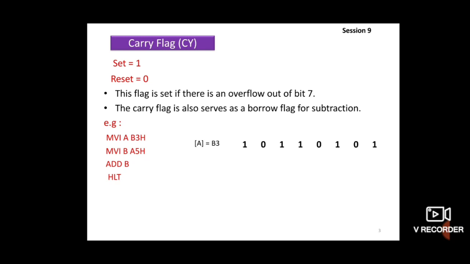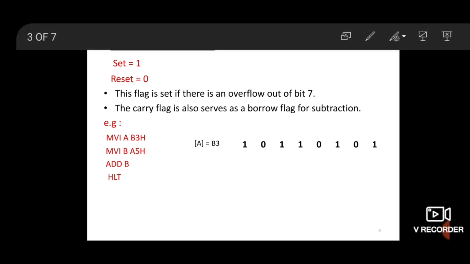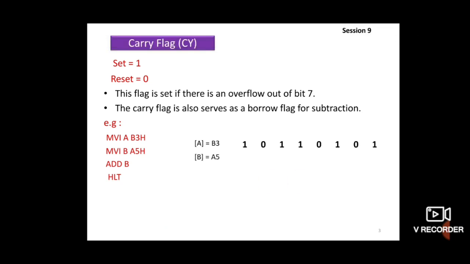Now see, in the accumulator which data is stored? B3. Now, what is the binary number of B3? See here: 10110011. Now in the B register, A5 data is stored. Now what is the binary number of A5?